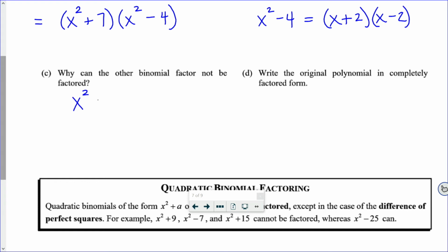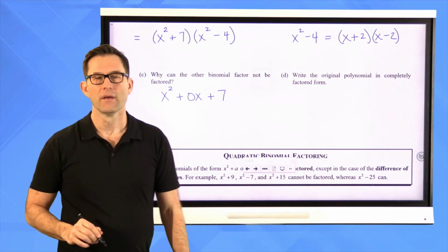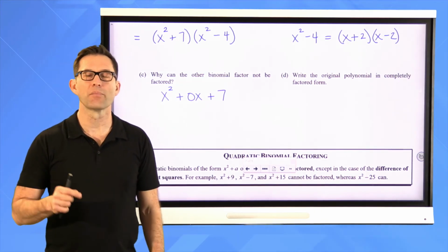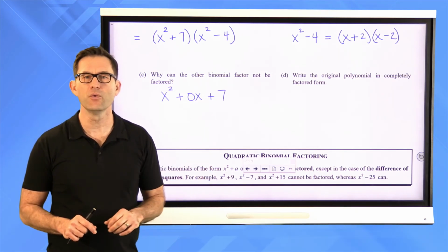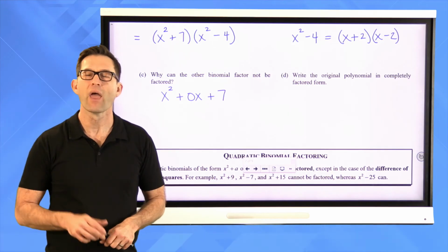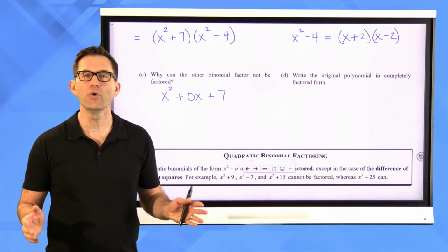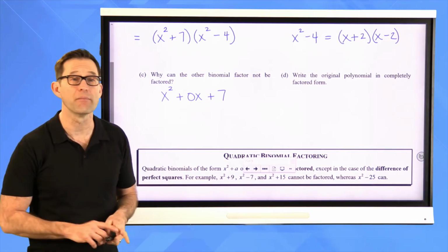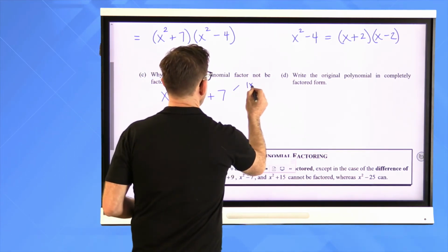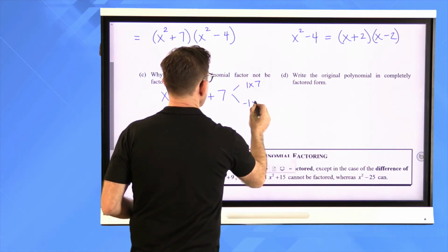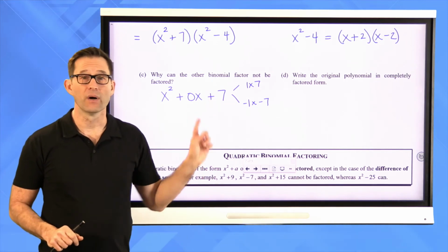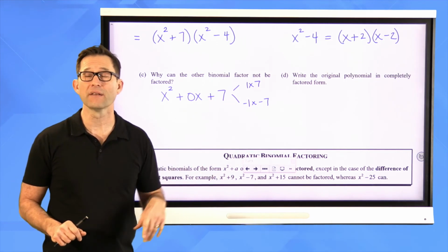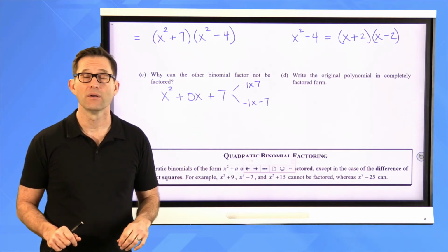Well, I'd like you to think about x squared plus 7 as x squared plus 0x plus 7. If I look at this, I'd be looking for two numbers with a product of positive 7 and a sum of 0. There's only two sets of integers that have a product of positive 7: 1 times 7 and negative 1 times negative 7. When I add 1 and 7, I get 8. That's not 0. And if I add negative 1 and negative 7, I get negative 8, and that's not 0. So that's it, right?